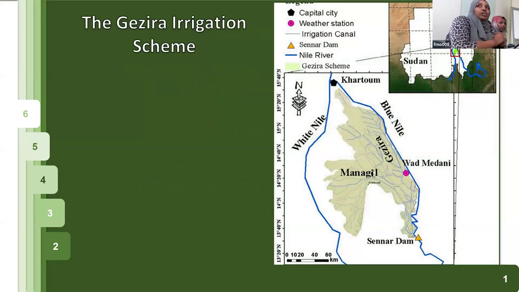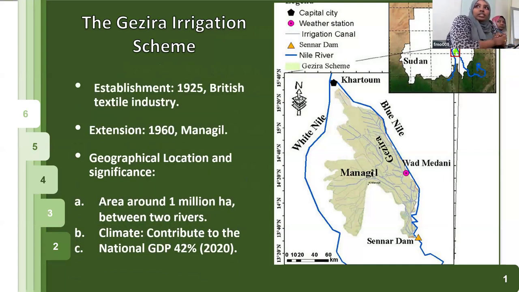I will start with an introduction to the Gezira scheme. The Gezira scheme was established in the 1920s by British colonization in order to support their textile industry. In the beginning, it started with two sectors, on the right, bottom and up, which are called the Gezira sectors, north and south of Gezira. Then after independence in the 1960s came the extension of the east and west of Managil, which is at the left, in the middle and bottom of this picture.